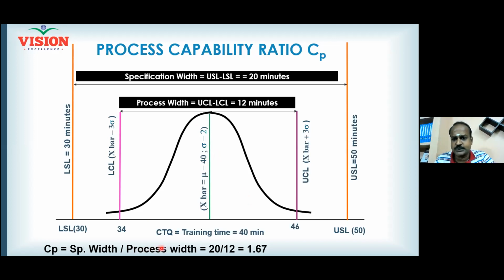Now what is Cp? Specification width by process width. Specification width is USL minus LSL, which is 20. Process width is UCL minus LCL, that is 12. What is 20 by 12? 1.67. Now tell me, is this process good? Is it capable? Yes, it is capable, because you are seeing the control limits well inside the specification limits.